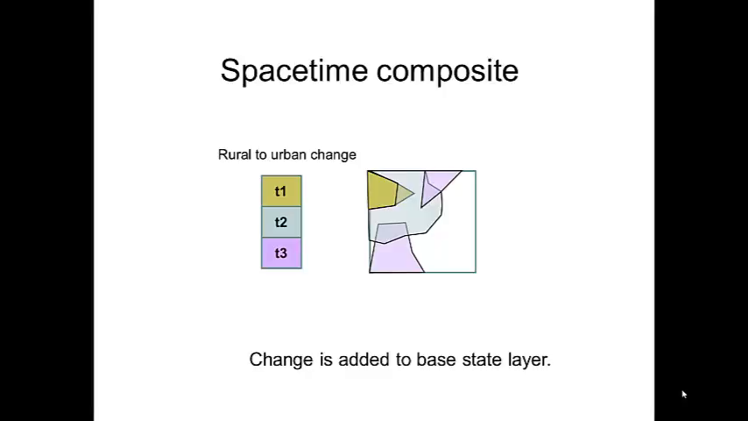Then at T2, it extended out to here, this colour here. And then at T3, we had more urban areas coming in here. And these overlays are indicating where this urban area has now become rural again. So what we do is we start again with a base layer at a particular time, T1.